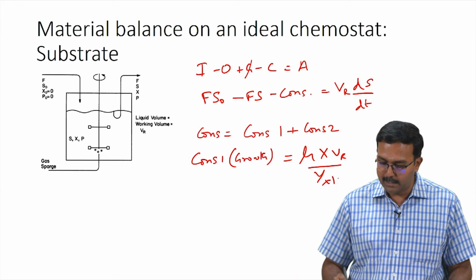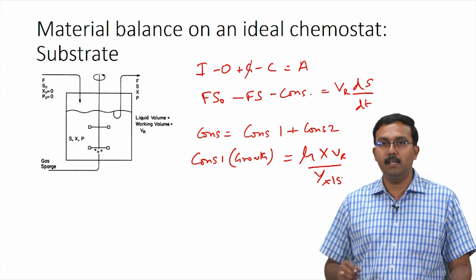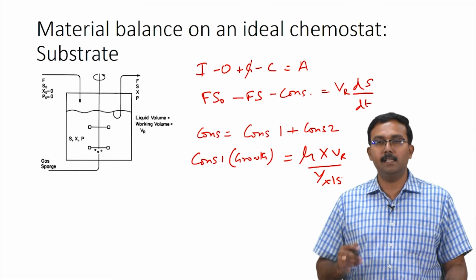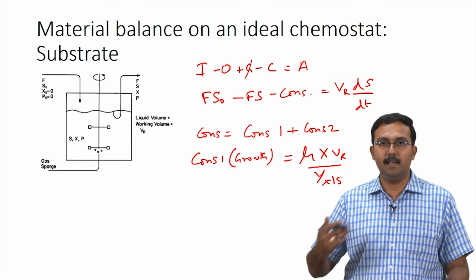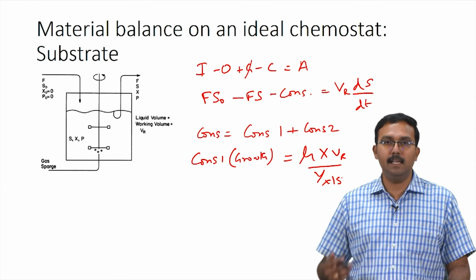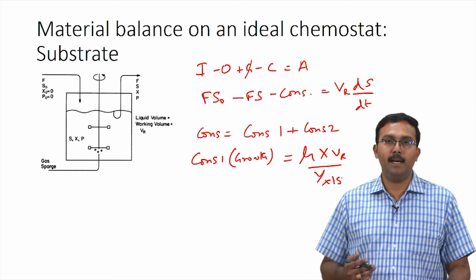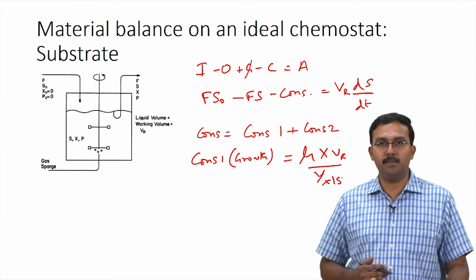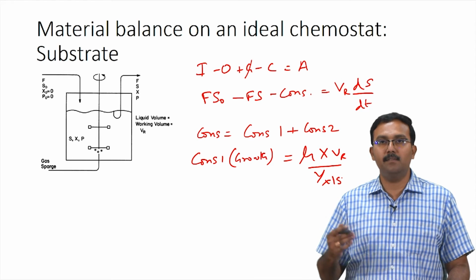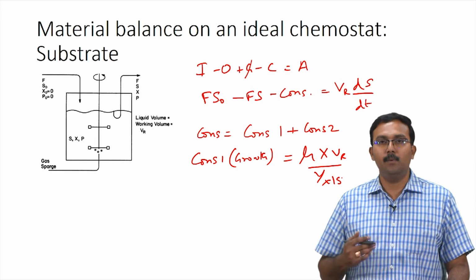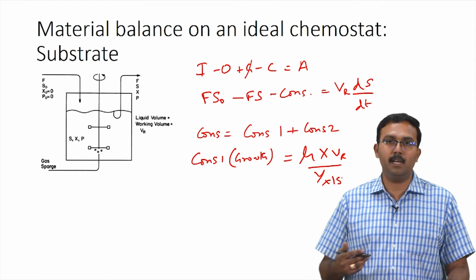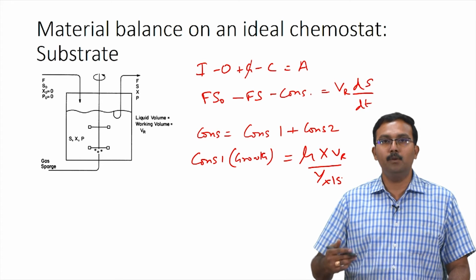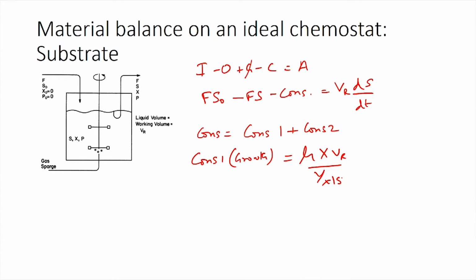by Yxs. What you see here is mu x Vr is the biomass which is generated and Yxs is the yield of the biomass with respect to per unit of substrate consumed. So, mu x Vr divided by Yxs will actually give you the amount of substrate which is consumed per unit biomass which is produced.